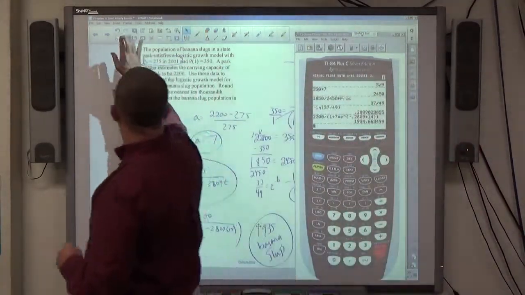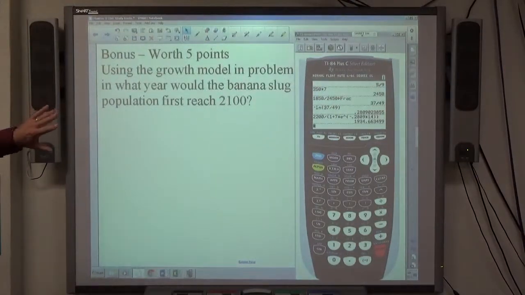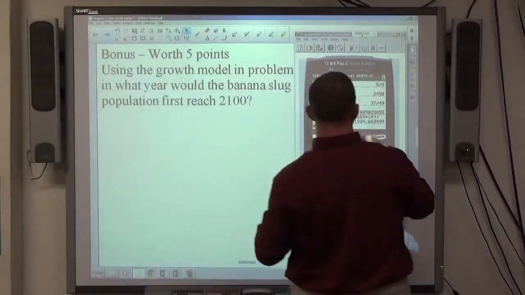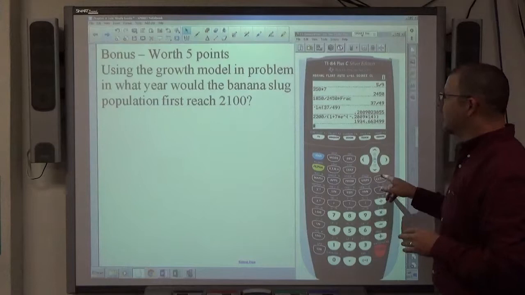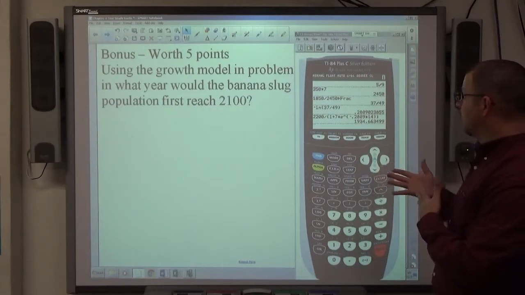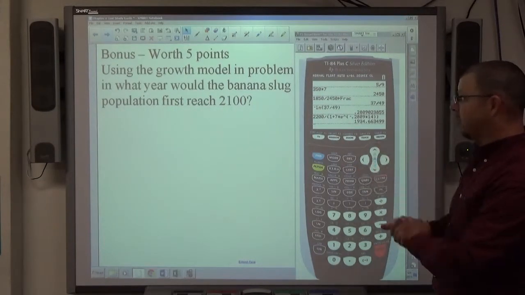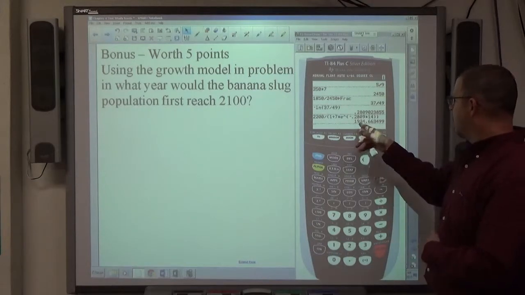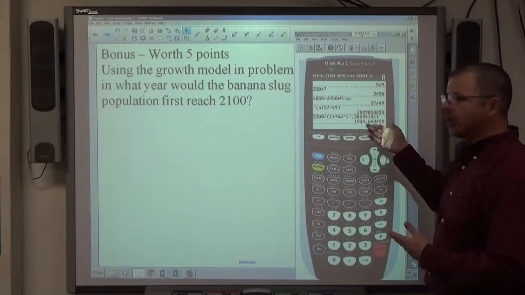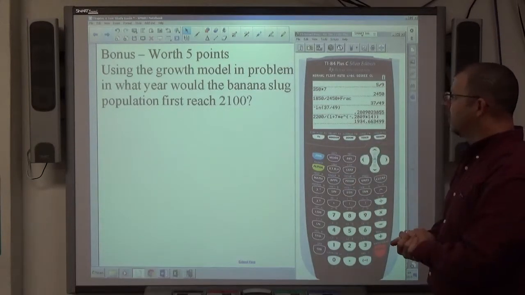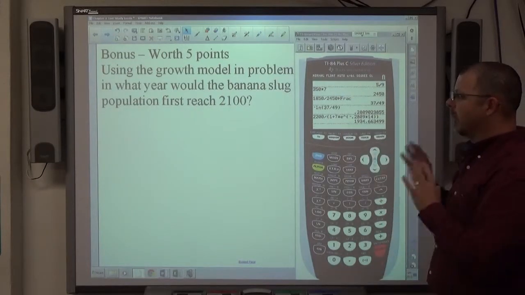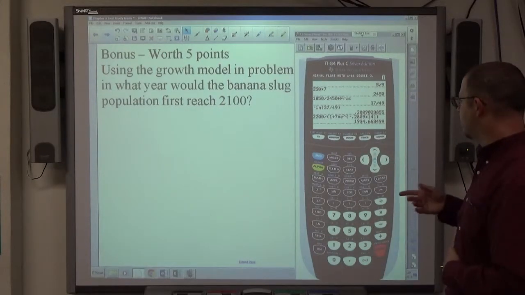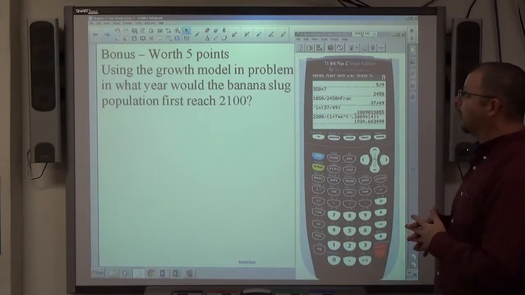Finally, the bonus. I'm going to make the bonus related to the logistic growth model we just did. And what I'm going to do is ask you what year it first reaches 2100 in this case. Obviously it's after year 14 because it reached 1,935, then it's growing. It'll eventually reach 2200, but I want 2100 rounded to 2100. So what I want to do is find out what year that happens in.